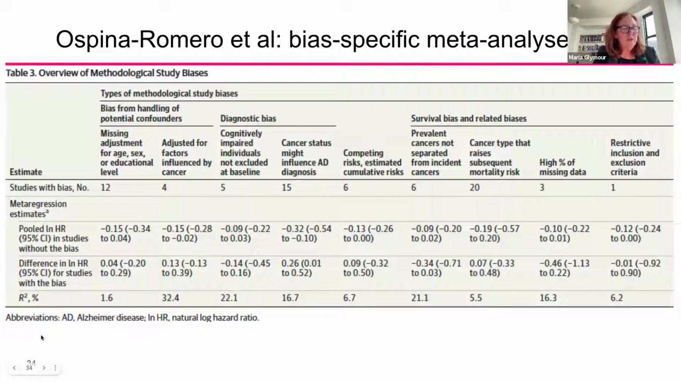I'm just going to go through this. I'm not going to spend time on this because this is Monica's bias-specific meta-analysis showing how much the estimate varied across these studies.